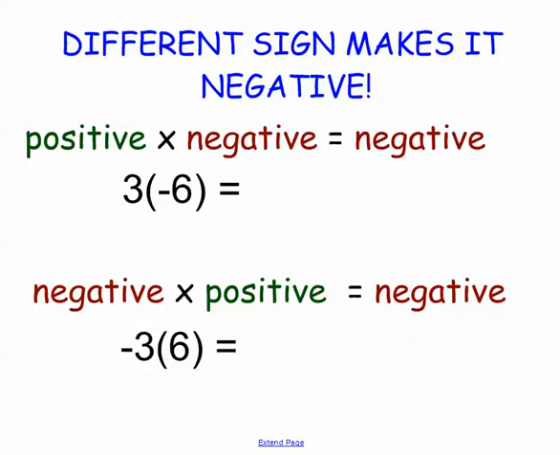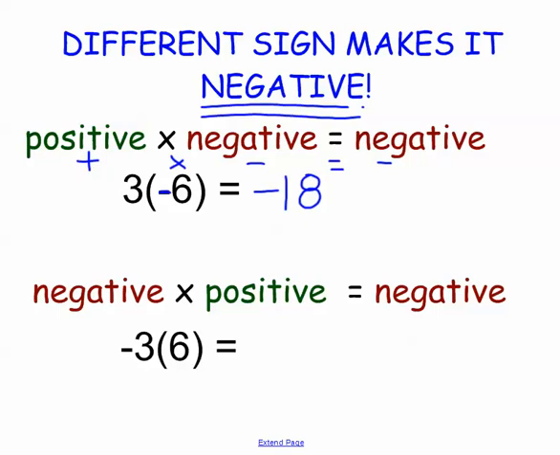Okay, what about when I have different signs? Different signs make it negative. When we add and subtract, different signs mean we subtract, but now when I multiply, different signs are going to mean I have a negative answer. So I could have a positive number times a negative number, and that's going to give me a negative answer. If I have positive 3 times a negative 6, 3 times 6 is 18. Since my signs are different, my answer is negative 18.